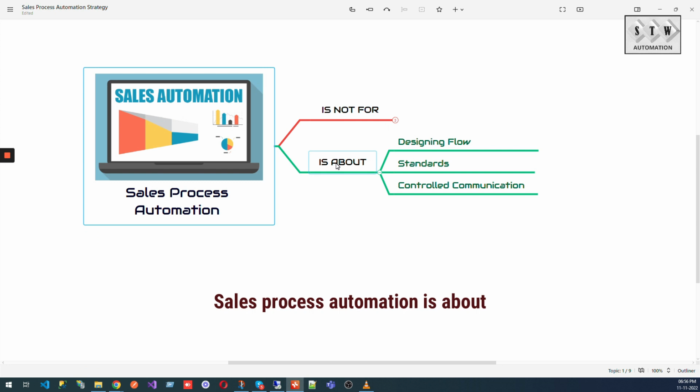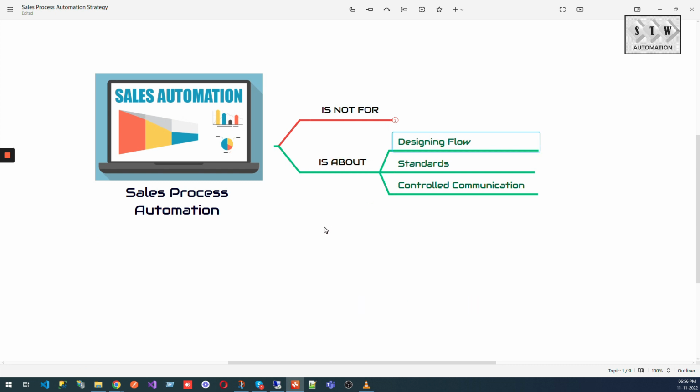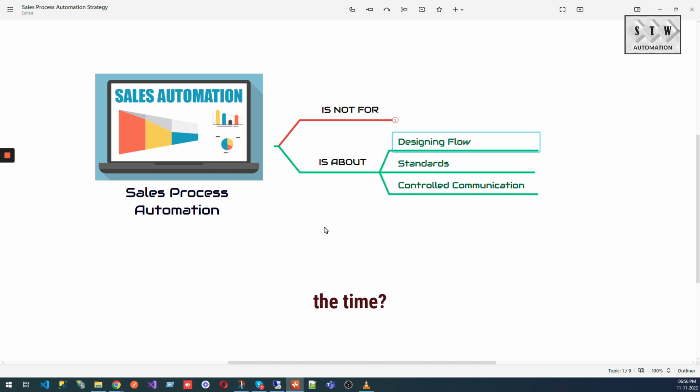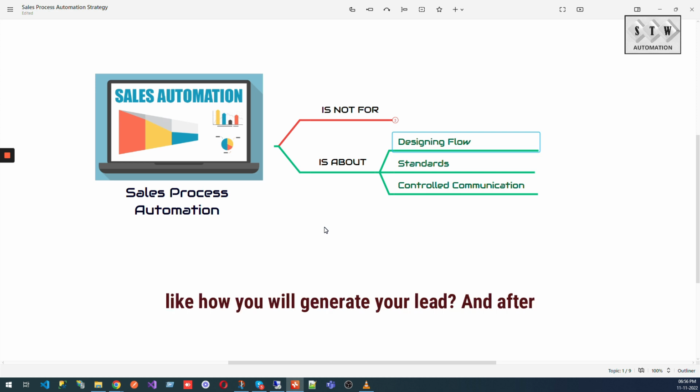Sales process automation is about designing flow. How many of you think that sales process is a flow and you have to reach the customer before the time? And if you are missing a single step, you will not take customer to the next step. Am I right? And that's why sales process automation is all about designing a flow.